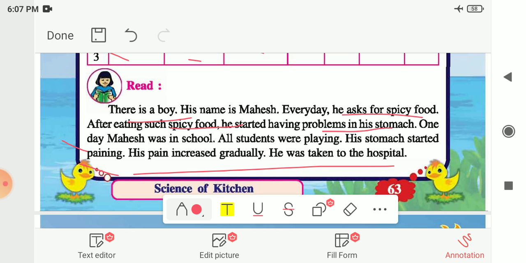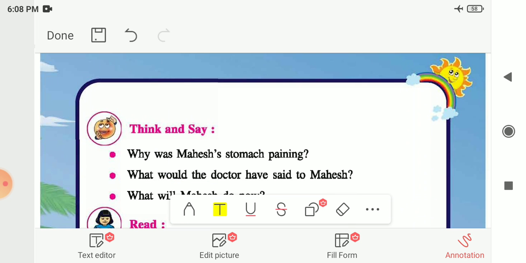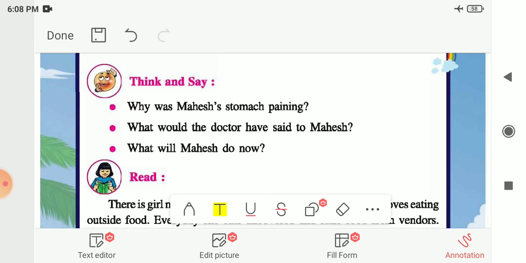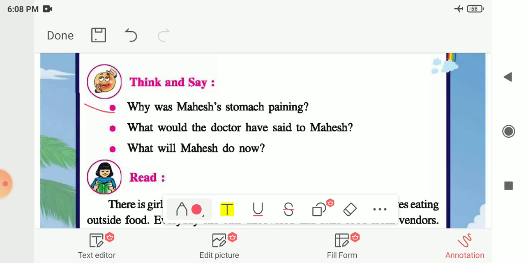He was taken to the hospital because of this pain. So now from this incident with Mahesh, some questions are given to you. You have to answer these questions, or think about this question: why was Mahesh's stomach paining? As it is given, he was eating spicy food every day, and because of this spicy food his stomach started paining.